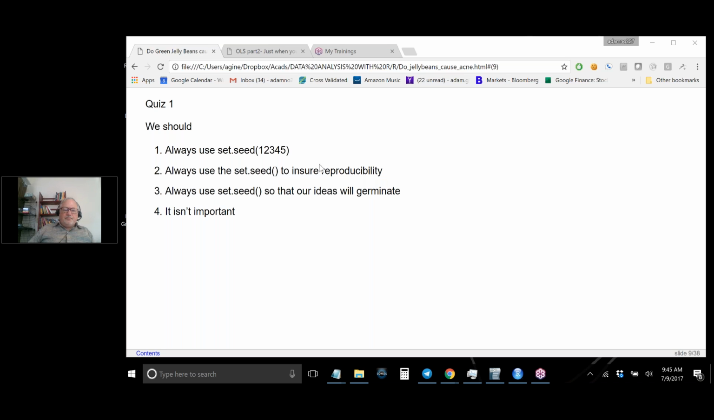All right, so choice 1: we should always use set.seed 1, 2, 3, 4, 5. Choice 2 is always use set.seed to ensure reproducibility. Choice 3 is always use set.seed so our ideas will germinate. And number 4 is it isn't important.